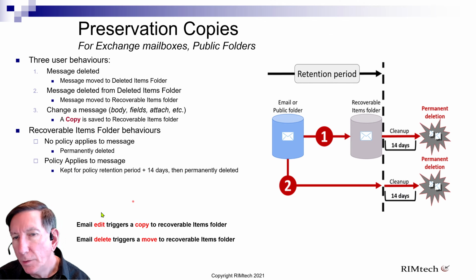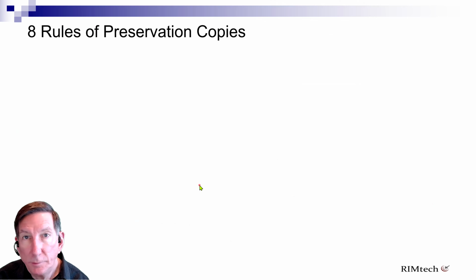Right. So bottom line is if you edit the email, it triggers a copy to the recoverable items folder. If you delete it, it's essentially a move. There is no more original anymore, so it only exists in the recoverable items folder. If there's a retention rule applied, then it stays in that folder for that period of time. The user presumably cannot delete it from there, and then 14 days after that, it's finally deleted. Okay? So pretty different behavior there. But again, I don't recommend you do that in the first place.